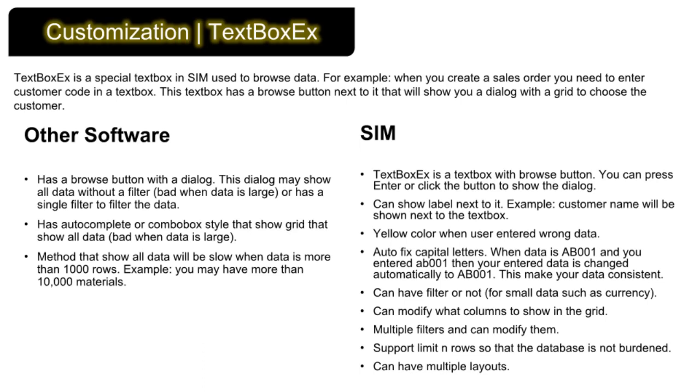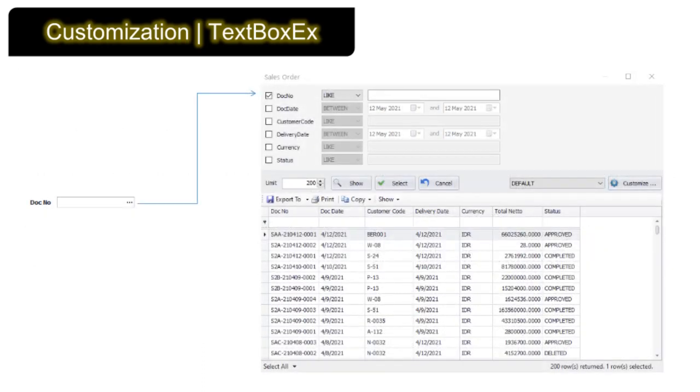And what makes this text box so powerful is its ability to be customized. You can modify what columns to be shown in the grid. You can modify the filters too. It also supports multiple layouts. On the left is the text box X appearance. On the right is the dialog shown when you click the browse button. In the upper part of the dialog are the filters. In this case it has 6 filters: document number, document date, customer code, delivery date, currency, and lastly document status.